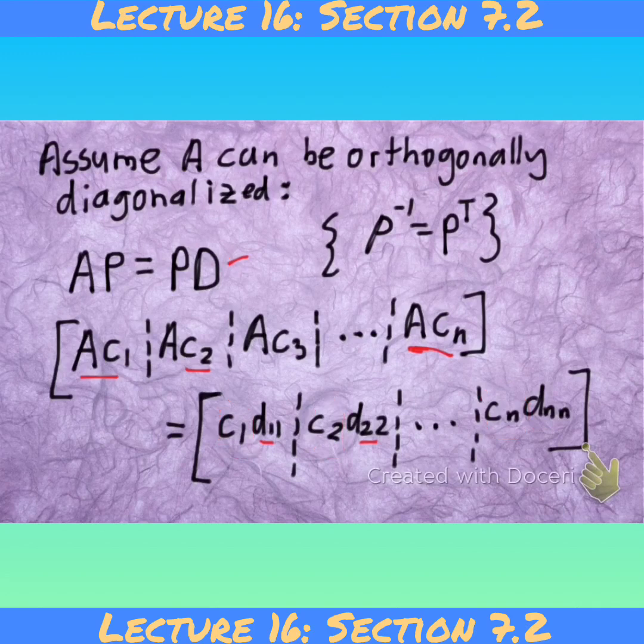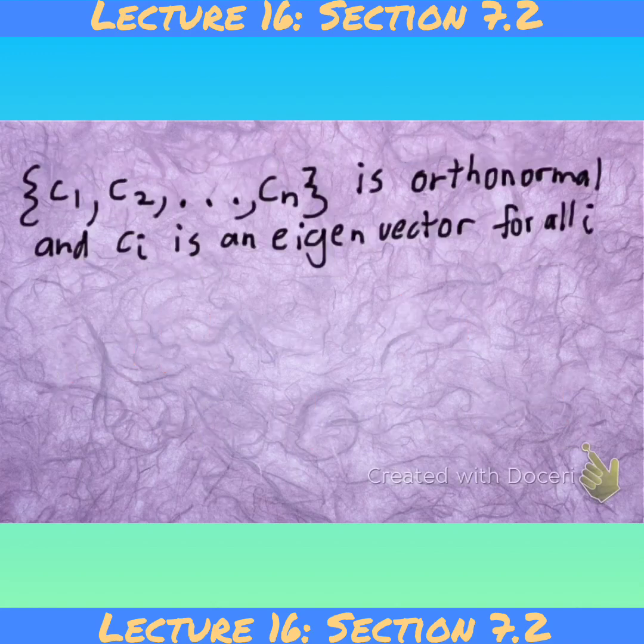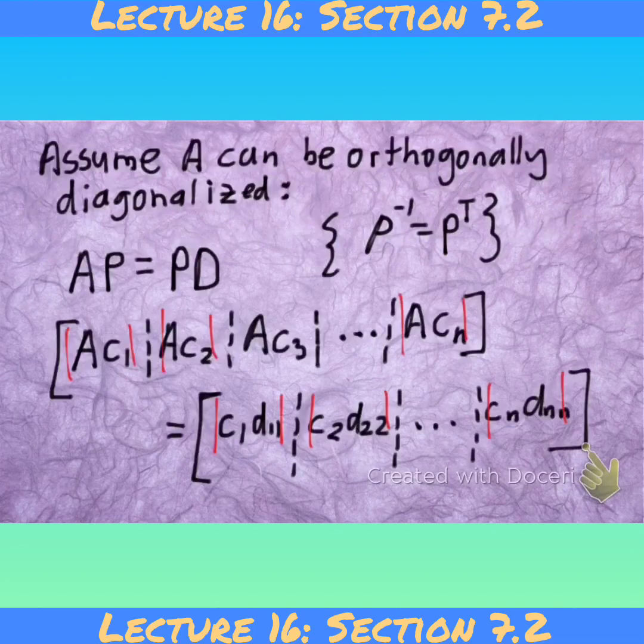Okay, so basically from that equation there, you can see that that part is equal to that part, up until there. So basically the C's are eigenvectors, right? So if you take the collection of these column vectors of P, that set is orthonormal, and each one of those C's is an eigenvector for all i. Why is each C an eigenvector?